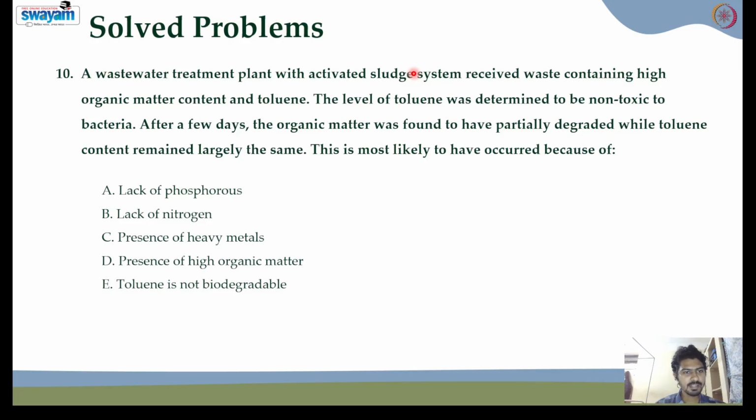So what they observed after a few days is a decrease in the organic matter contaminant. Partial degradation was observed in the organic matter, but the toluene was present as it is. Why is it so? Option A, due to lack of phosphorus, or due to lack of nitrogen, or due to presence of heavy metals, or due to presence of high organic matter in the treatment plant, or because toluene is not biodegradable. So among these statements, which is true?